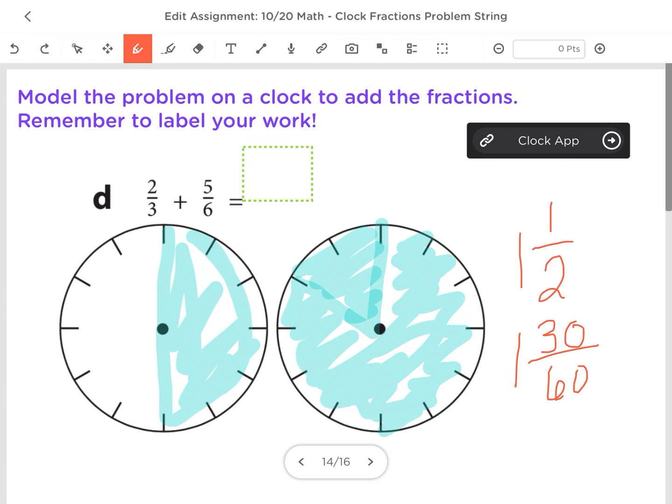There is one more answer. You could get 1 and 6/12. That's because you have 1, 2, 3, 4, 5, 6 5-minute markers out of 12 total colored in on that clock. So here are your 3 answers that you could get. That is probably the easiest way to solve these problems that are going to require you to use 2 clocks.